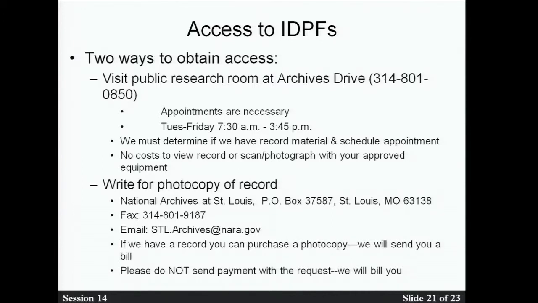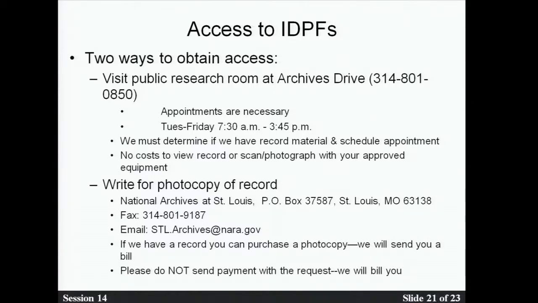And the reason is, when you have personal data series records like we have here, and we have many tens of millions, names are quite common, and we have to make sure that we have the right record. We also have to make sure the record is in a stable enough condition to be able to be served, so that you can review it, scan it, get a copy of it.